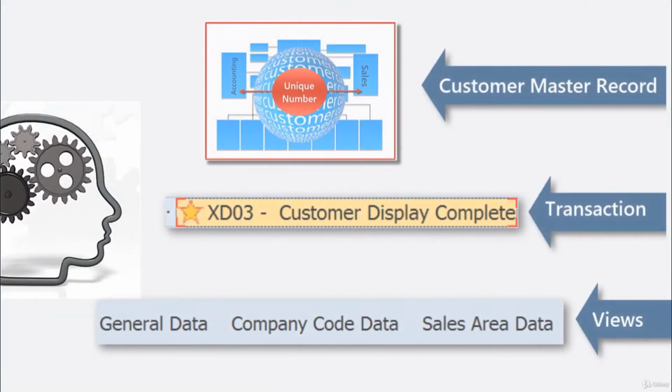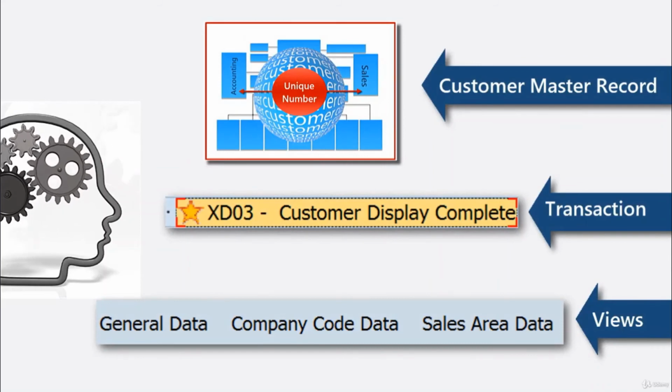In conclusion, in SAP ERP, a customer is represented by means of a master record with an identifying unique number. The Customer Master is used by both accounting and sales departments and can be displayed via the transaction XD03. Because the Customer Master serves different needs, its data is split into 3 groups. These groups are also called views and are named General Data, Company Code Data, and Sales Area Data.